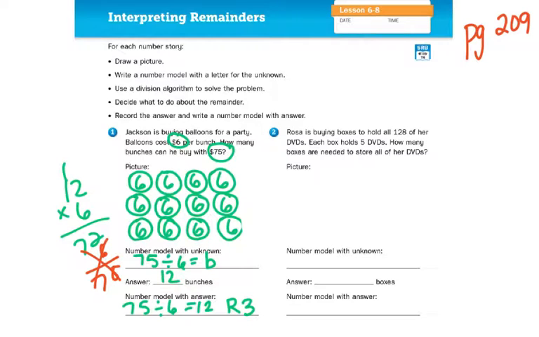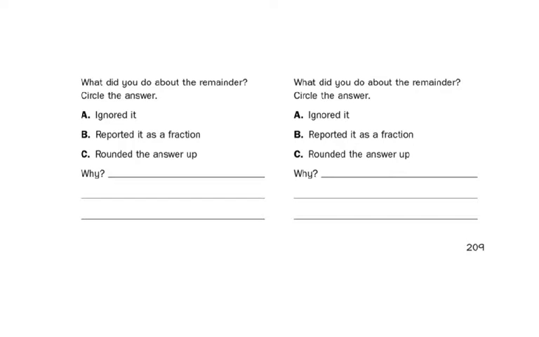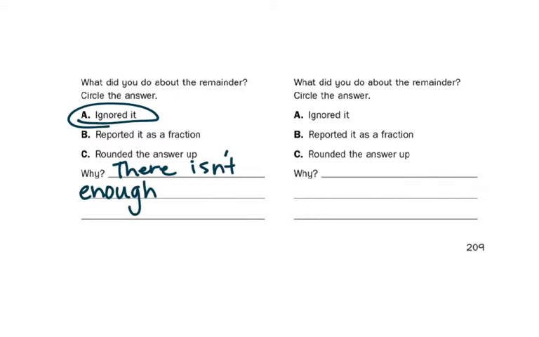So now we need to decide, I'm going to move down the page. What do I do about the remainder? So can I buy, if I have $3 remaining, can I buy another bunch? Or can I cut them in half? No, in this case, the store is going to say, I'm sorry, to buy another bunch of balloons, it would be $6. So in this case, we're going to ignore it. Okay? There isn't enough money to buy another bunch.